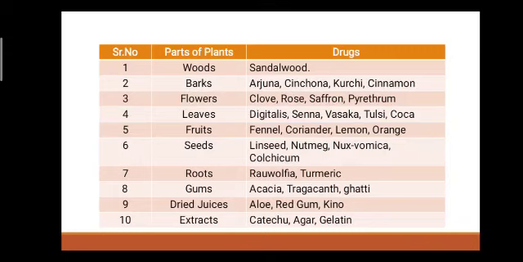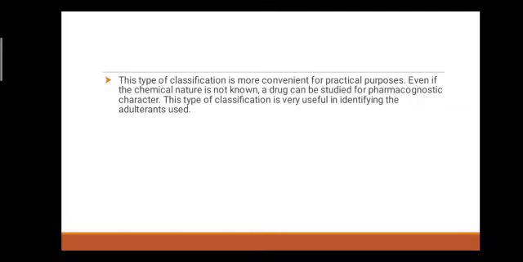Seventh, roots: rauwolfia, turmeric. Eighth, gums: acacia, tragacanth, ghatti. Ninth, dried juice: aloe, red gum, kino. And tenth, extracts: catechu, agar, and gelatin. This type of classification is more convenient for practical purposes. Even if the chemical nature is not known, a drug can be studied for pharmacognostic characters. This type of classification is very useful in identifying the adulterants used.